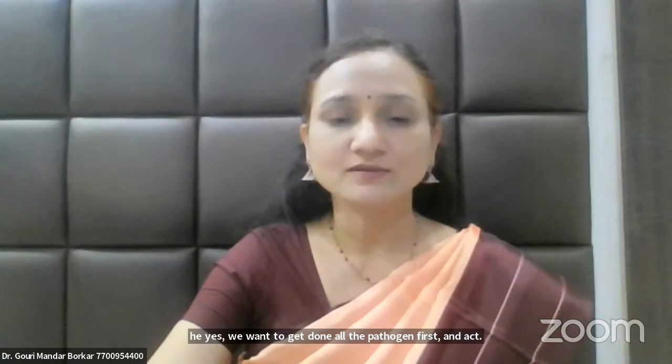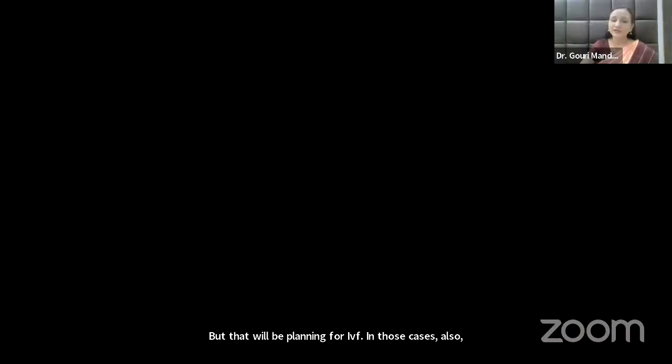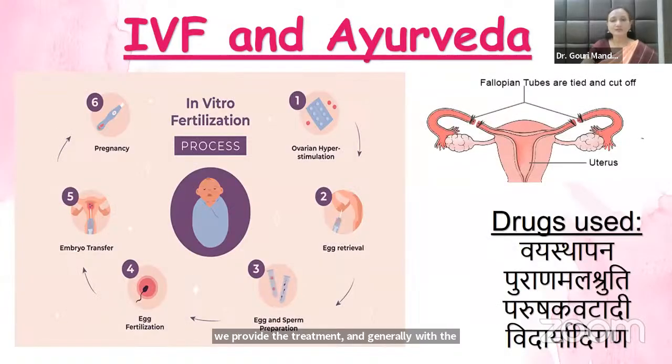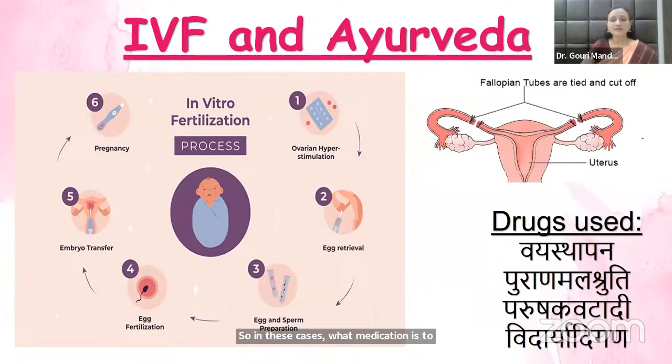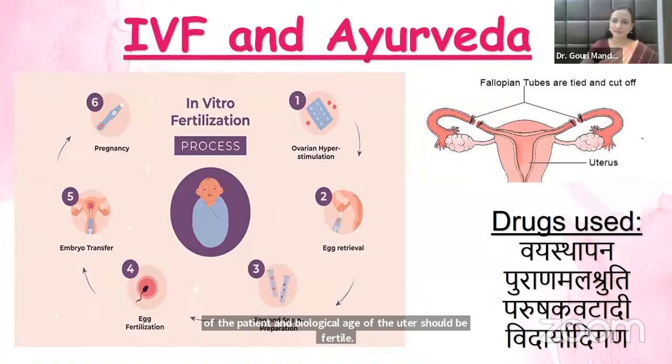In those cases also, we provide the treatment, and generally with the medication and with the panchakarma, the patient is able to conceive with the IVF successfully. So in these cases, what medication is to be given, that is Vayasthapan, that I have already told you that biological age of the patient and the biological age of the uterus should be fertile, and so for that thing Vayasthapan Gan is given, Purana Malashuddhi is given.